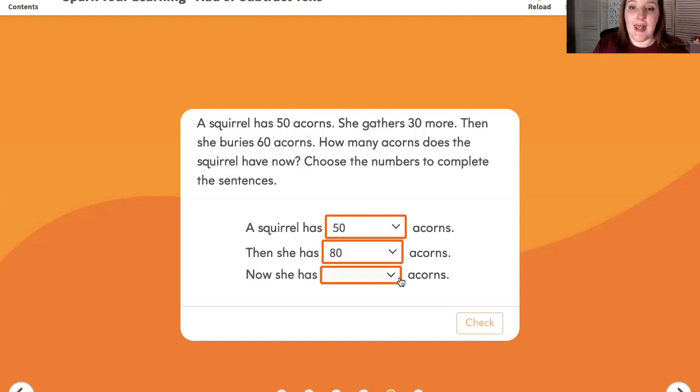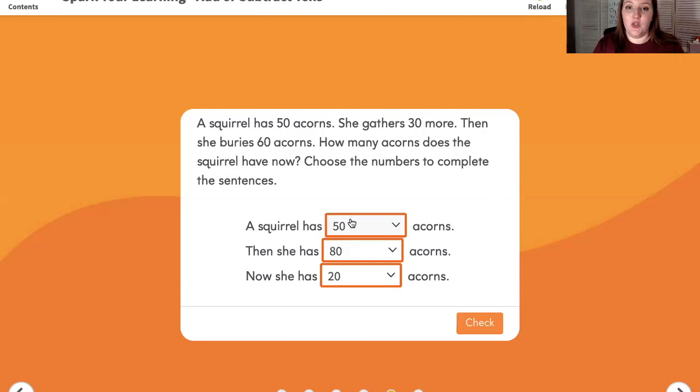Now she has blank acorns: 20, 50, or 80. Remember, she had the 50, gathered 30, then got rid of 60. So if I have 80 minus 60, that's 8 groups of 10 minus 6 groups of 10. 1, 2, 3, 4, 5, 6. So that means I have 2 groups of 10 left, which is the same as 20.